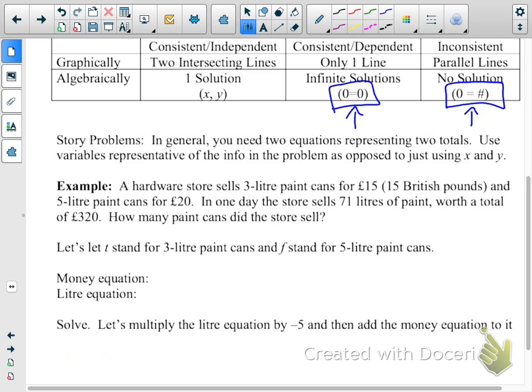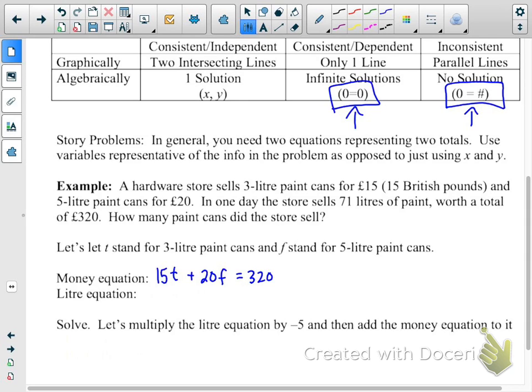Now, first of all, the money equation is easy. I'm going to make T be 3-liter paint cans, since 3 starts with a T, and F be for 5-liter paint cans. So my money equation is going to look like this. It's 15 pounds for each 3-liter paint can, and it's 20 pounds for each 5-liter paint can, and that equals 320 pounds.